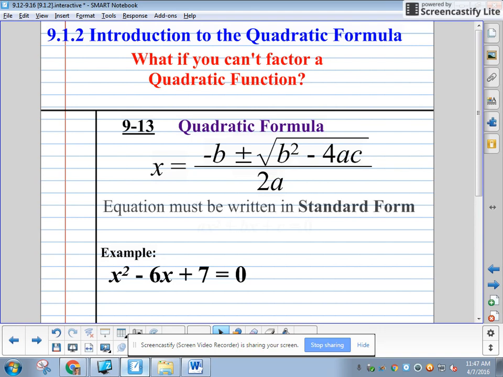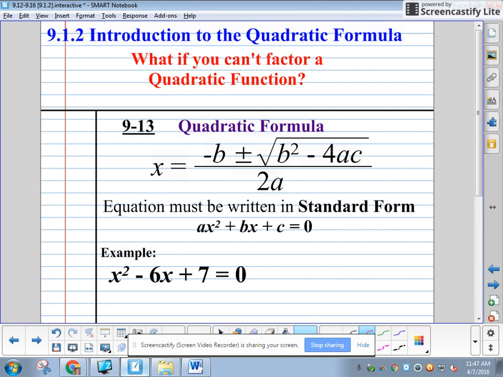The thing about using the quadratic formula is your equation must be written in standard form to use it. And you want to make sure that it's equal to 0 before you start doing anything with it. So your equation should look like ax squared plus bx plus c equals 0.